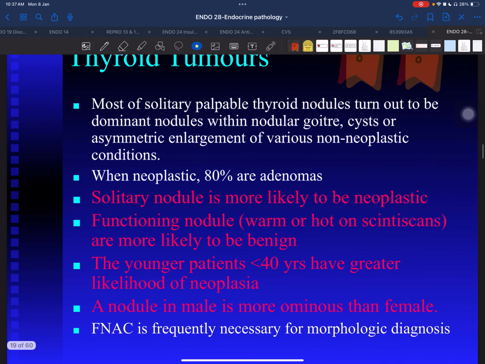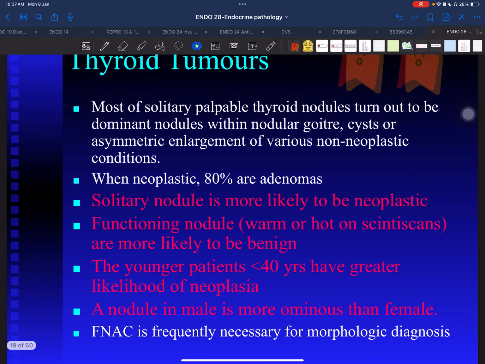Okay, most solitary palpable thyroid nodules turn out to be dominant nodules within a nodular goiter. Selalunya macam tiba-tiba ada satu ketul thyroid nodule. Selalunya ketul tu is actually part of a prominent nodule yang background dia memang ada goiter. Dia ada enlargement, tapi satu tu strikes out. Dia satu more prominent. That one. This is what I mean here. Most of the palpable nodules turn out to be dominant nodules within a goiter. Sebenarnya goiter je. Okay.